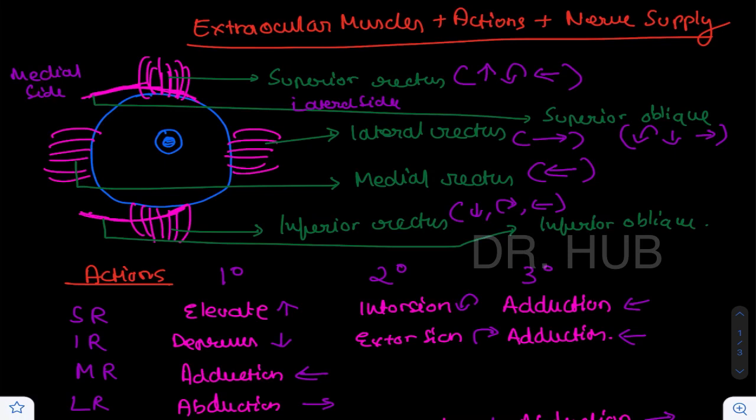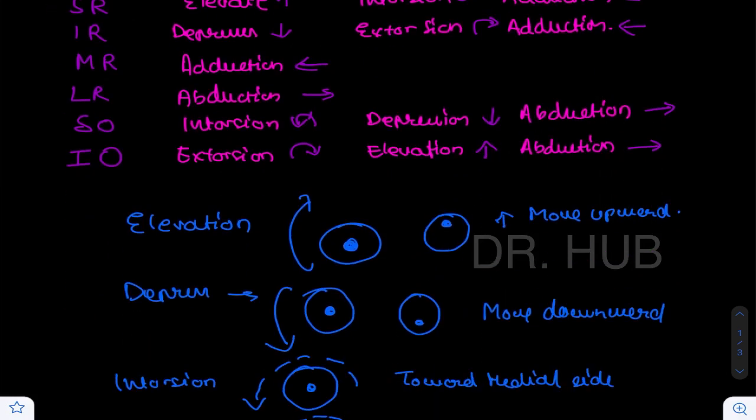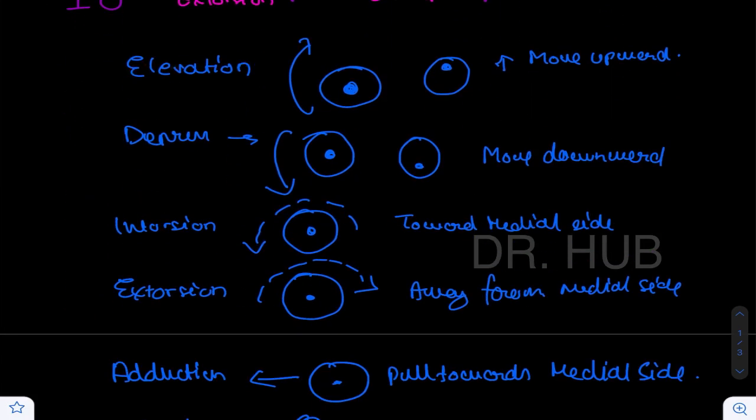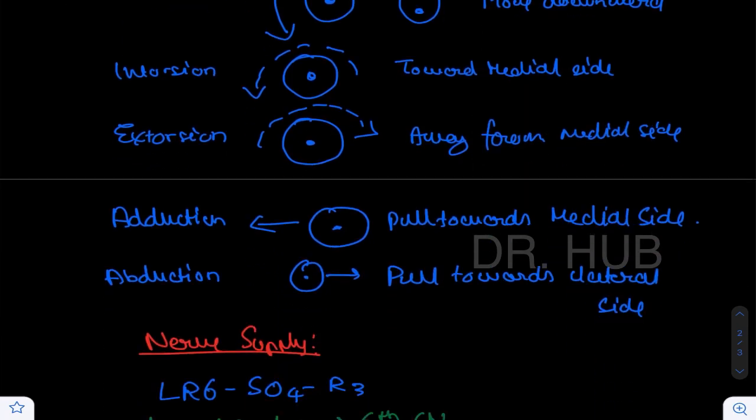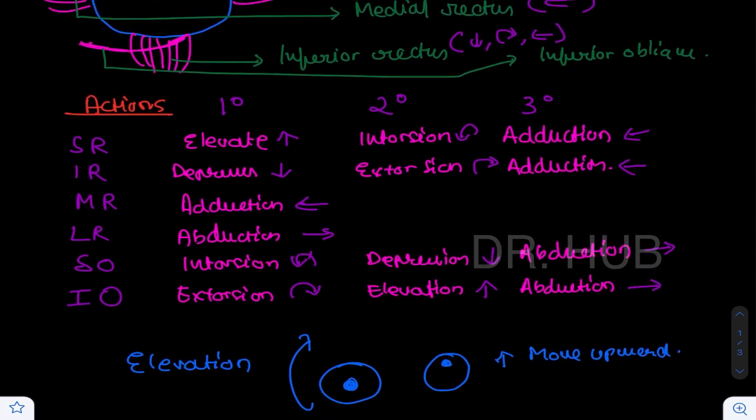Now just recapping, this is extraocular muscles. We spoke about these muscles. That is the superior oblique, all the rectus muscles, and then also the oblique muscles. Next we spoke about the actions. That is elevation, moving upward, depression, moving down, intorsion, moving towards the medial side, extorsion, away from the medial side. Then we have the adduction and abduction. Adduction is towards the medial side, abduction is away from the medial side.